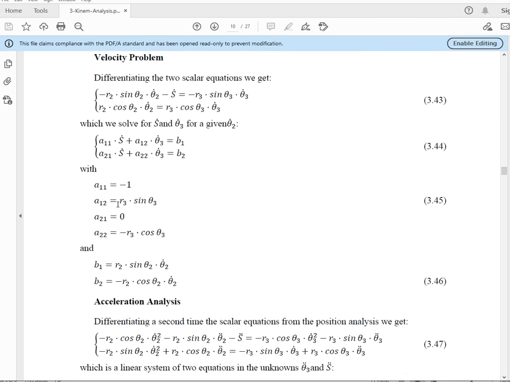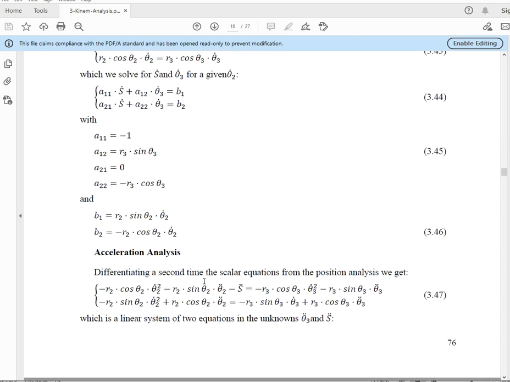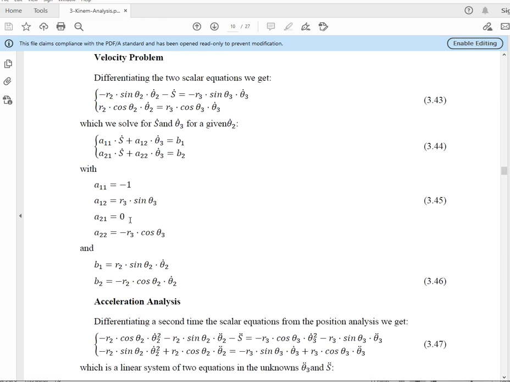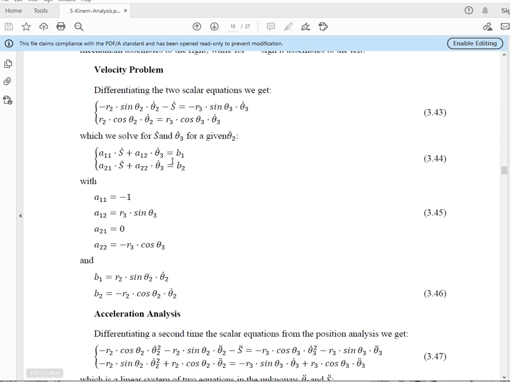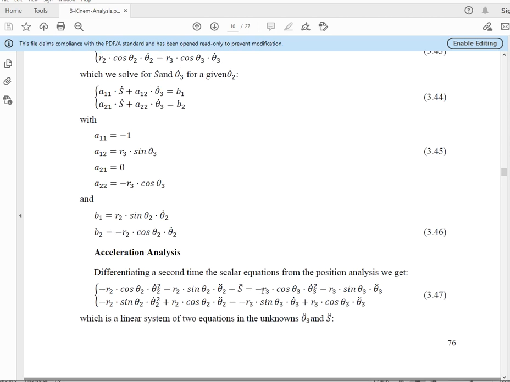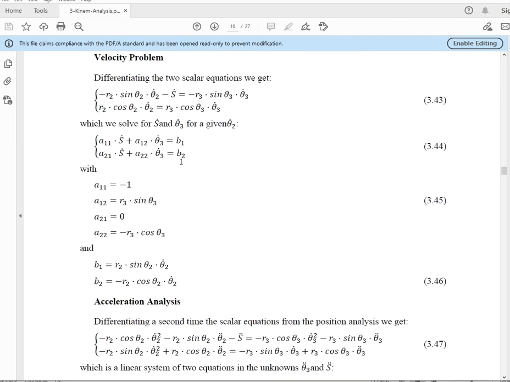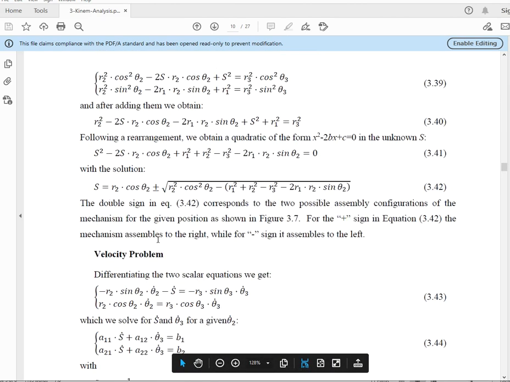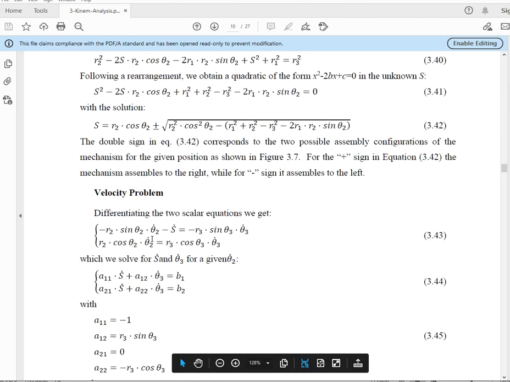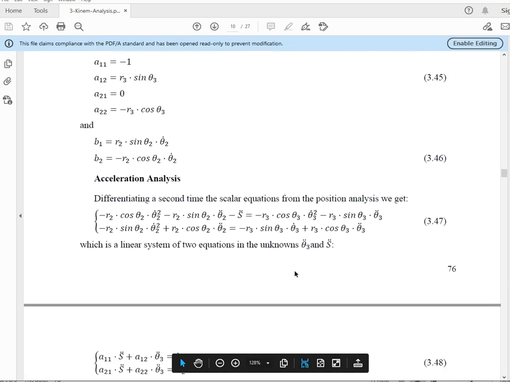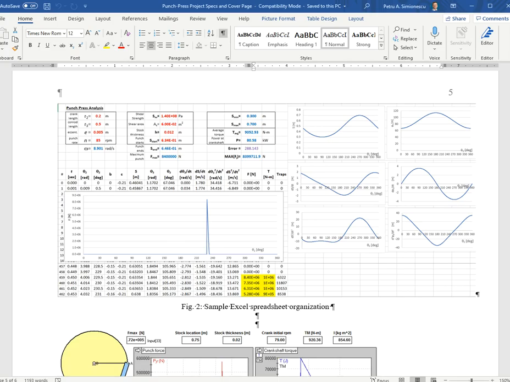There's a term that is 0 here and -1. So you could have additional columns for a11, a12, a21, a22, and the b values, and implement Cramer's rule, or you just do this by hand and program directly what would be s dot and theta dot and s double dot and theta double dot in the spreadsheet, the way I actually did.